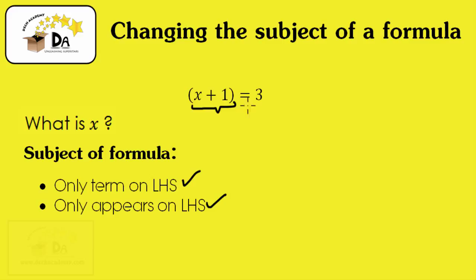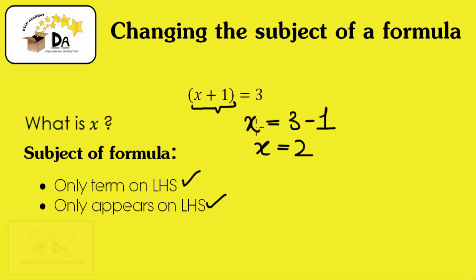In this equation, we have two terms on the left-hand side. We have x, the variable x, and we have the number 1. We have two terms on the left-hand side. For x to be the subject of a formula, it has to be the only term on the left-hand side. Now, let me just show you an equation with x as the subject of the formula. In this equation, we have x is equal to 3 minus 1.